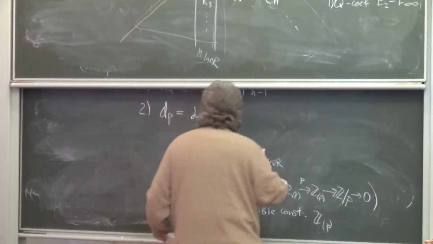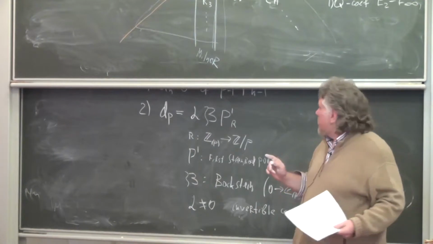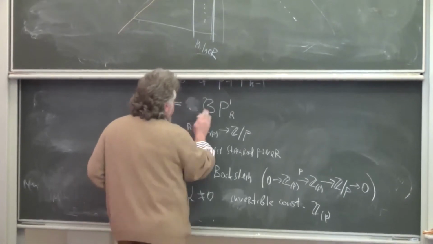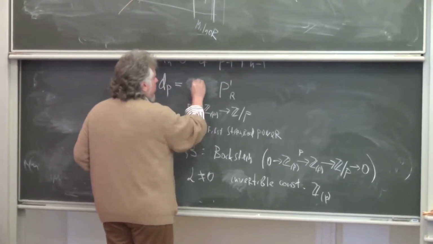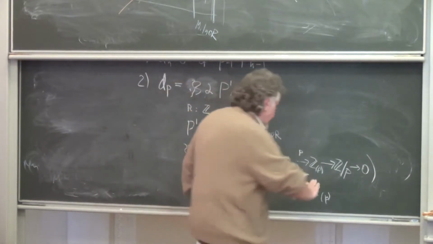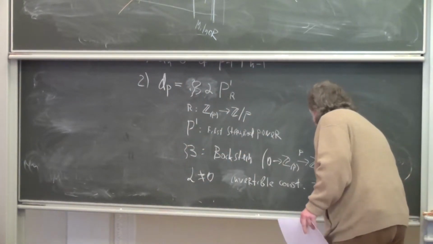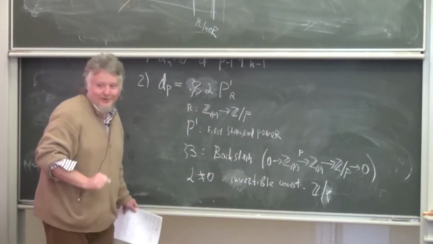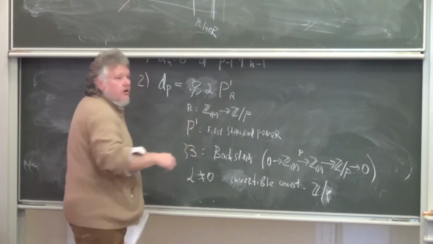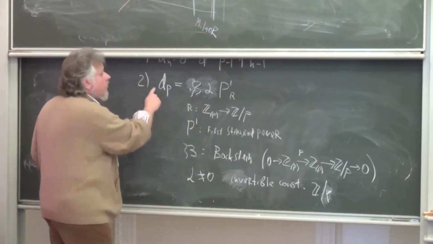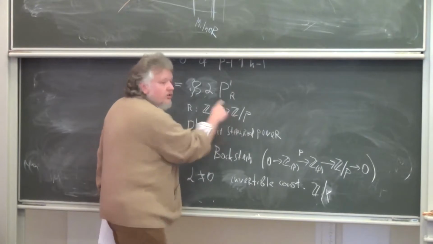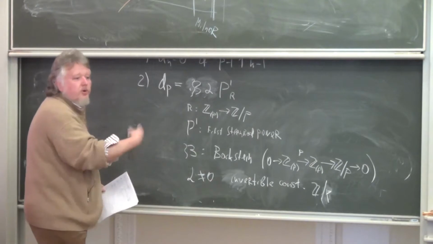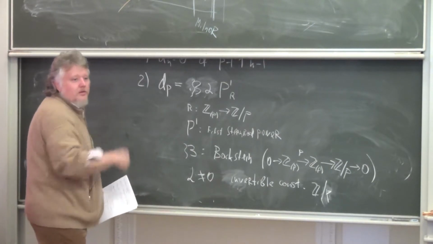So we have a composition. Yes, d_p is a composition. Maybe I made one mistake: I should have B here and alpha here, and alpha is a Z over p constant. Thanks for your correction. So to get the differential, we first restrict to Z over p coefficients. Then we take the Steenrod power. Then we multiply by some constant. And then we take the Bockstein.